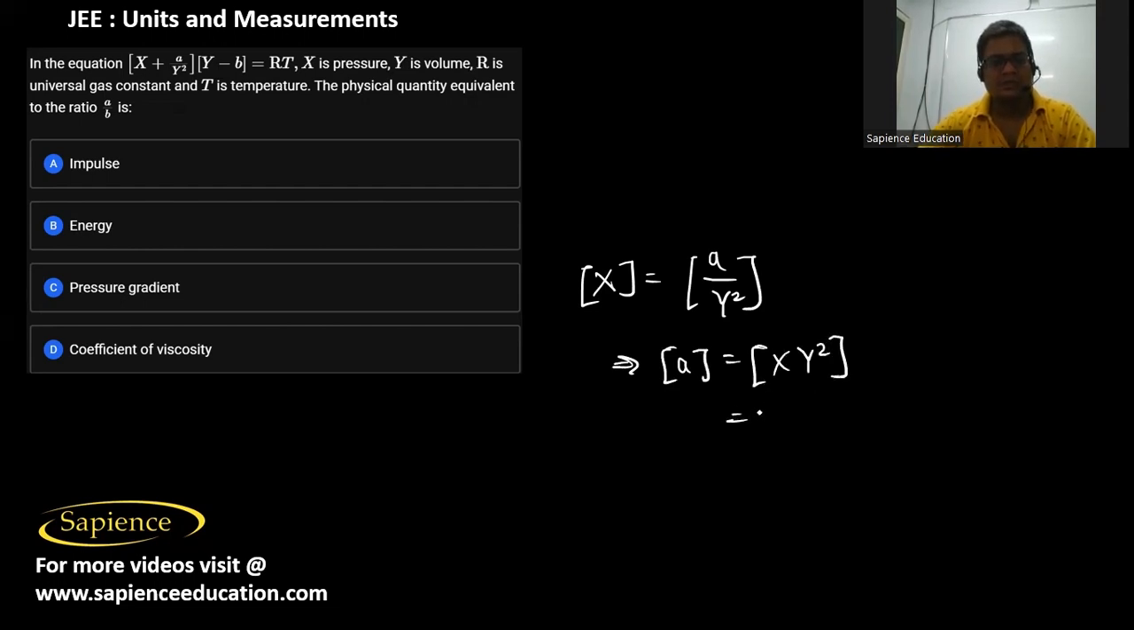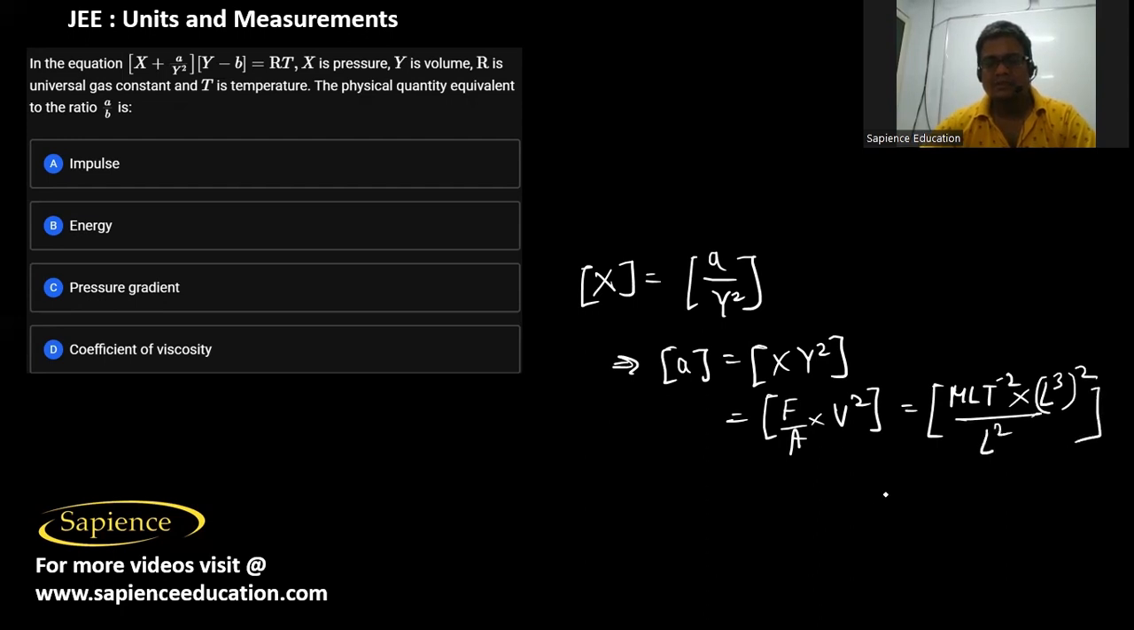So x is pressure, so it is force by area, into y is volume, so it is volume square. So this will be force, that is M L t power minus 2, into volume square, that is (L cube) whole square, divided by L square since area is length square. So this will be M L power 5 t power minus 2. So this is the dimension of a.